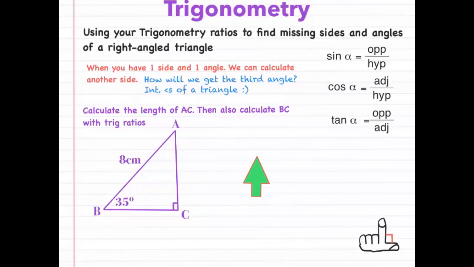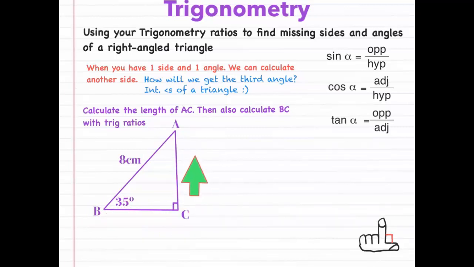Hi everyone and welcome back to this trigonometry lesson, and finally we are ready to use our trigonometry ratios to find the missing sides and angles of a right angle triangle, because now you've learned all the tools to do so. Now when you have one side and one angle, we can calculate another side. So here I've got one side and an angle, and I can calculate any of the other two sides.